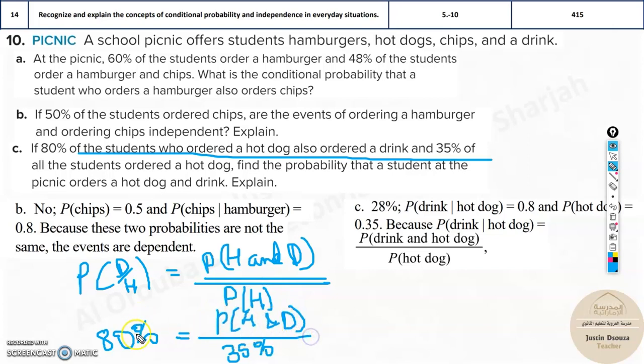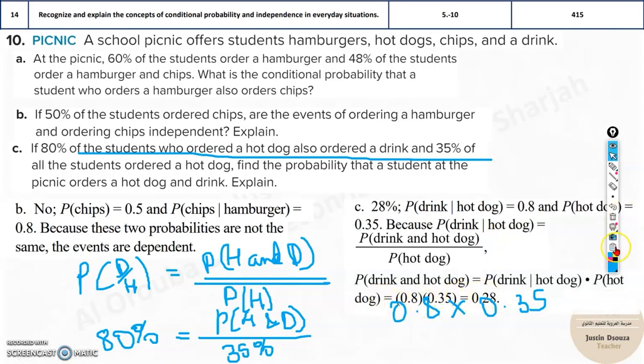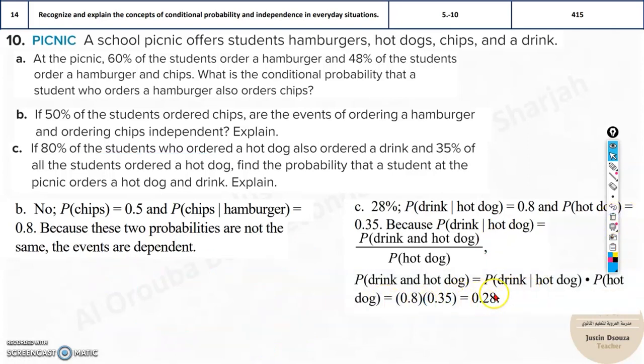We need to solve this. The conditional probability is given. You just move it to the other side and solve. You can easily do it. That is 0.8 multiplied by 0.35. Just put it in the calculator, 0.8 and 0.35. The answer is 0.28. So you must be thorough in conditional probability, how you solve it.